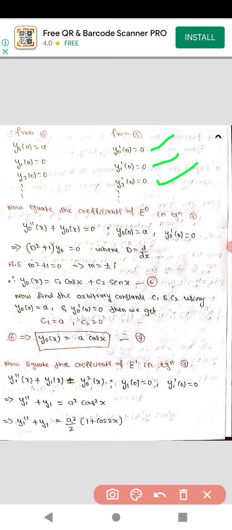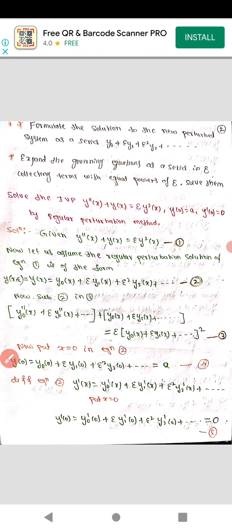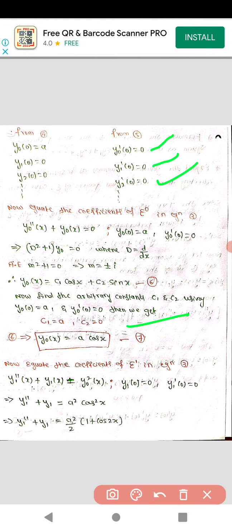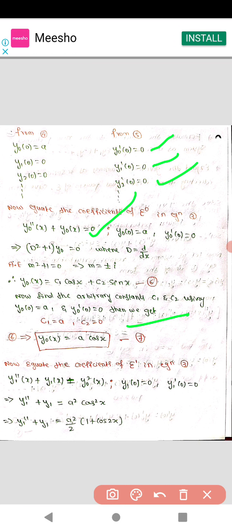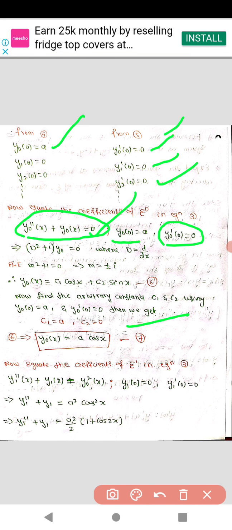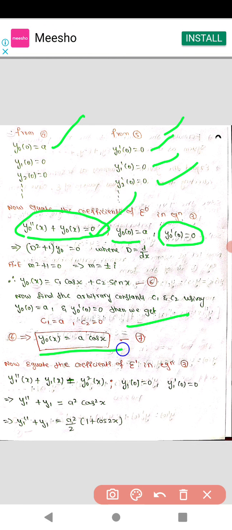Now equate the coefficients of epsilon to the power 0 in equation 3. We get one differential equation: y naught double dash of x plus y naught of x equals 0, with the conditions y naught of 0 equals a and y naught dash of 0 equals 0. I think all of you know how to solve these differential equations. Solve these and find the arbitrary constants, and finally you get the solution y naught of x equals a cos x.